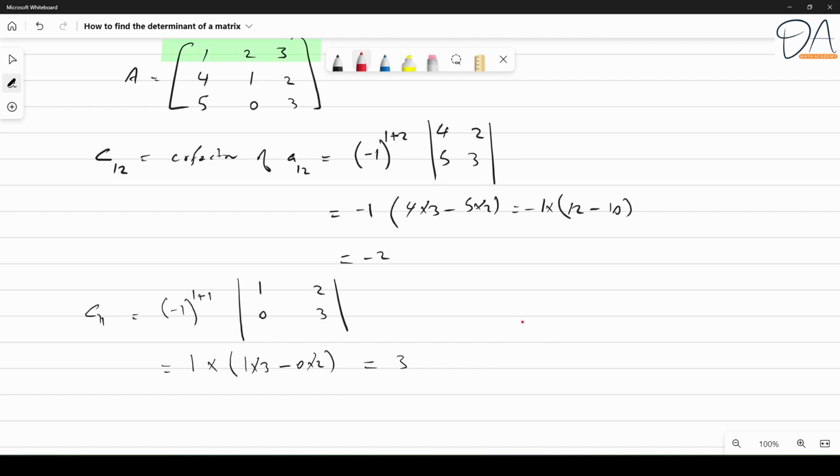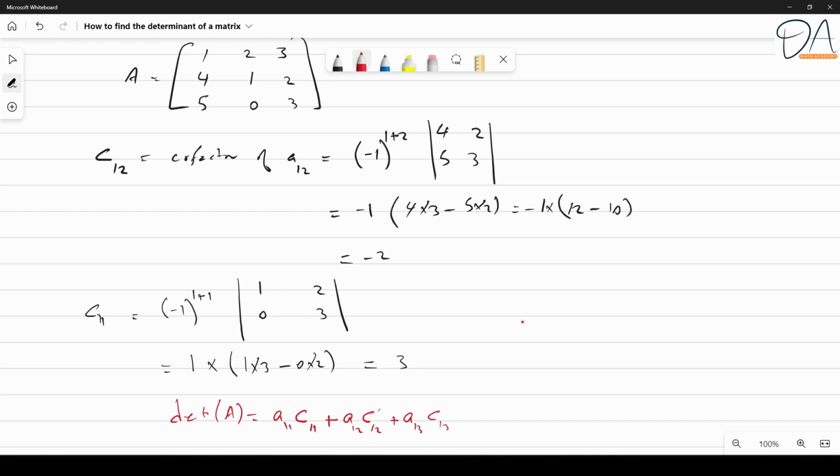So if I pick the first row and I want to calculate the determinant of the matrix, what you will do is take element a11 times the cofactor for that element, which is C11, plus the second element a12 times the cofactor for the same element, C12, plus a13 times C13. Okay, and then you calculate this.